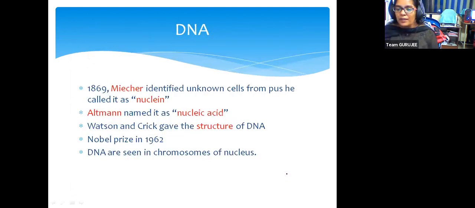Okay, so these are the persons who identified DNA. Miescher identified the DNA first from pus cells, and he named it nuclein. The next person is Altmann, who named it nucleic acid. And the two scientists, Watson and Crick, gave the structure of DNA, and they got the Nobel Prize in 1962.